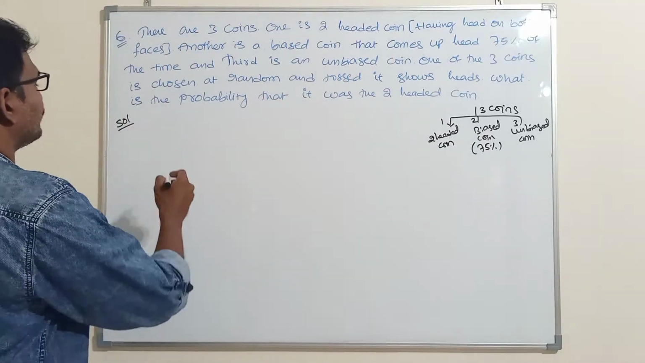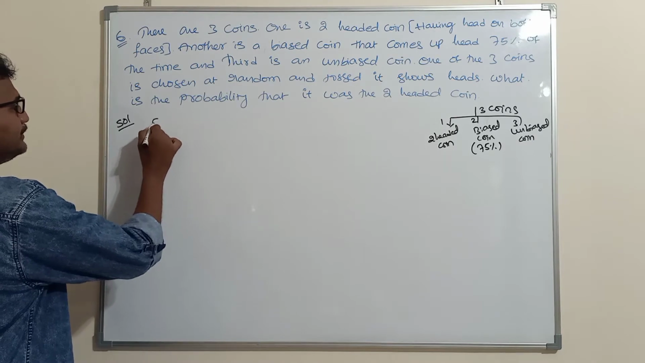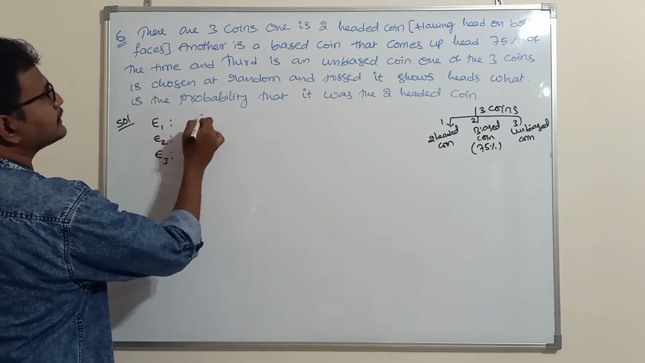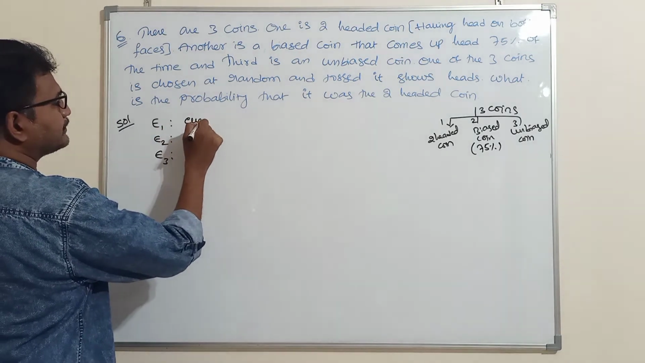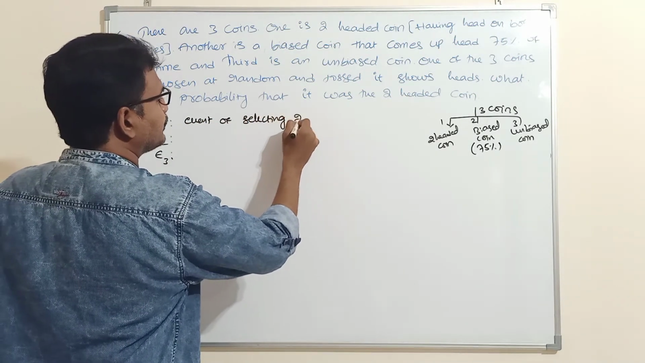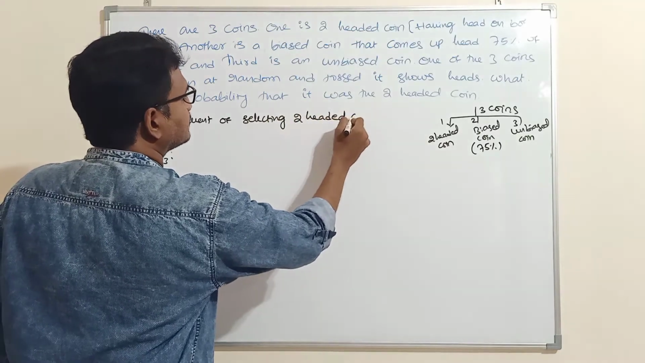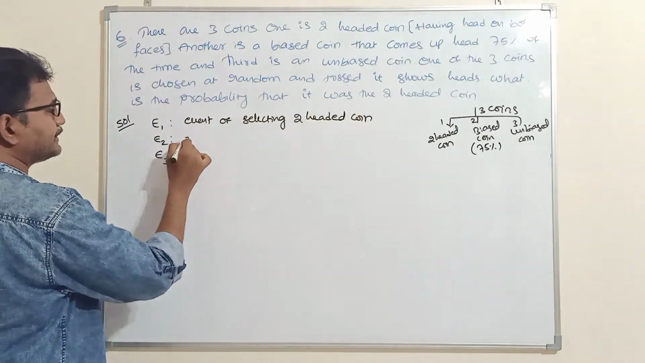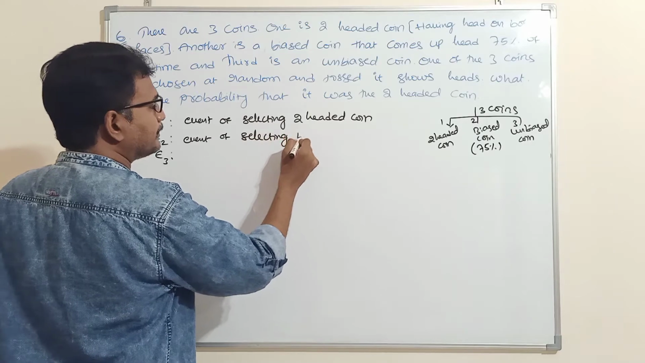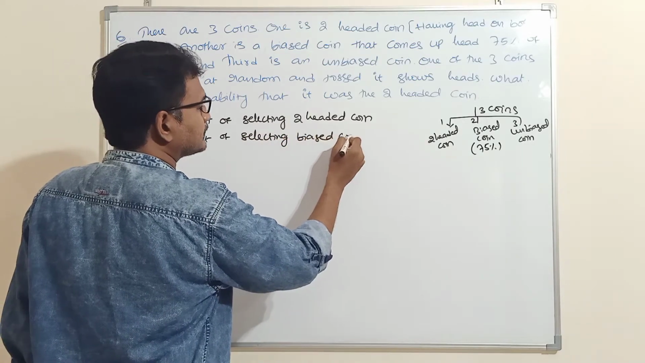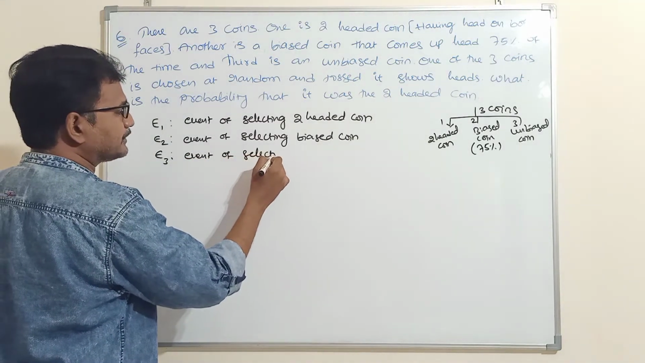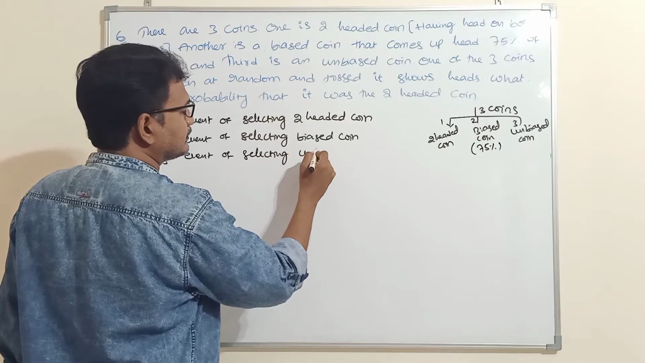Next, what do E1, E2, E3 denote? E1 denotes the event of selecting the two-headed coin. E2 is the event of selecting the biased coin. The third one, E3, is the event of selecting the unbiased coin.